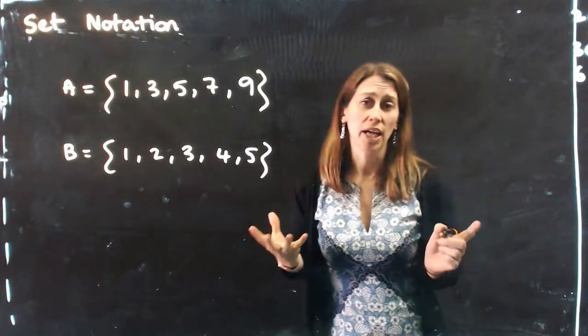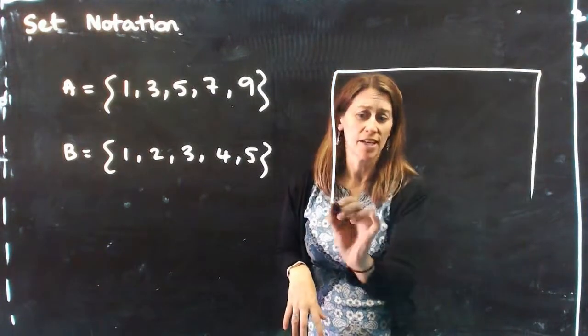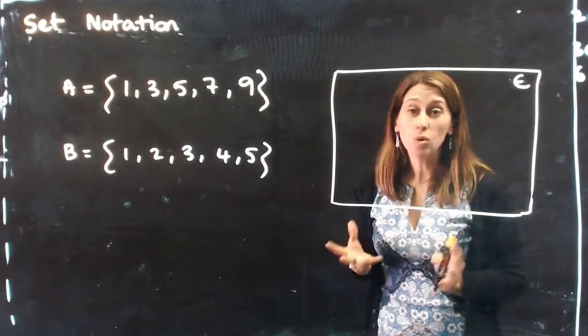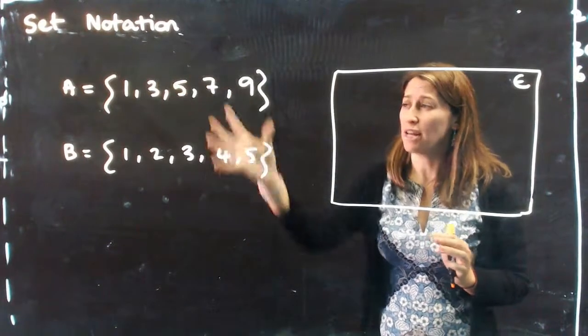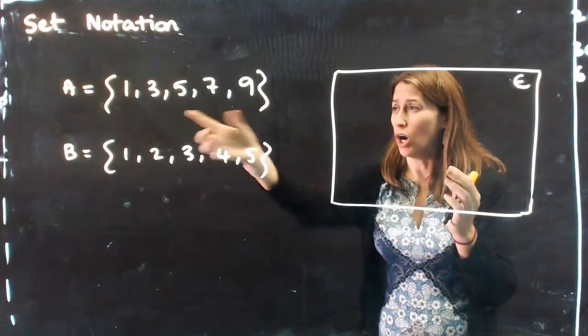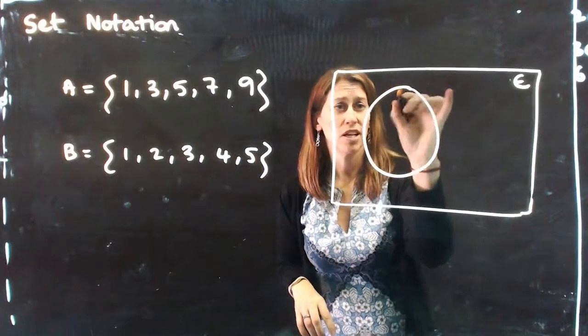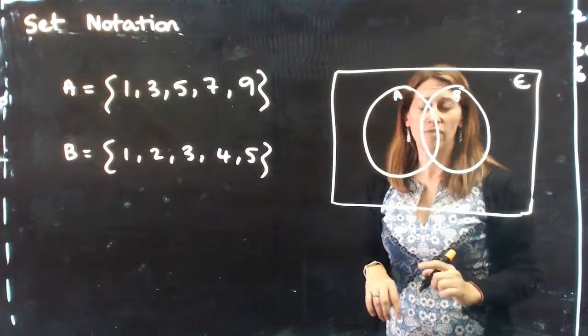Now, let's have a look at how we draw a Venn diagram. So usually, it's enclosed within a rectangle, and we use the letter E that stands for all the elements that are involved in this Venn diagram. So all the elements with A and B are all these numbers within these sets. Let's just do set A here. And set B. Now you'll notice there's an overlap here.